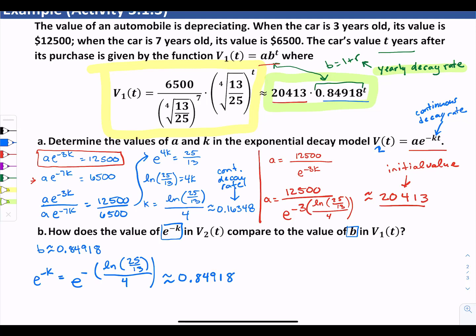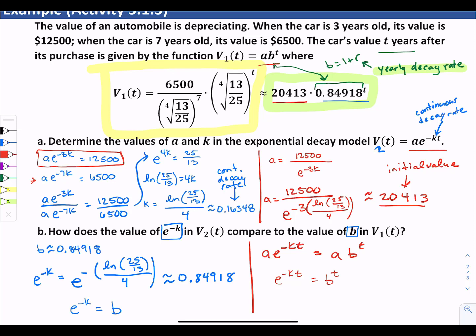So what we're seeing is that e to the negative k is equal to b when we have these two forms, ae to the negative kt and ab to the t. So these two models, we're modeling the same situation. If we divide both sides by a, we have e to the negative kt equals b to the t.